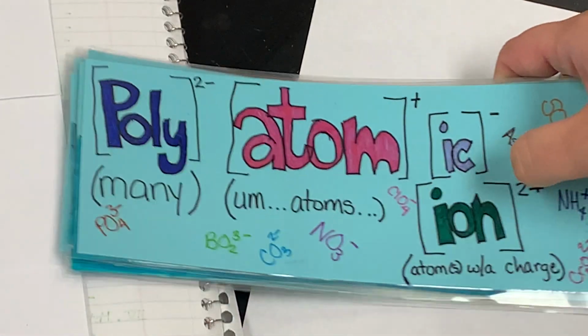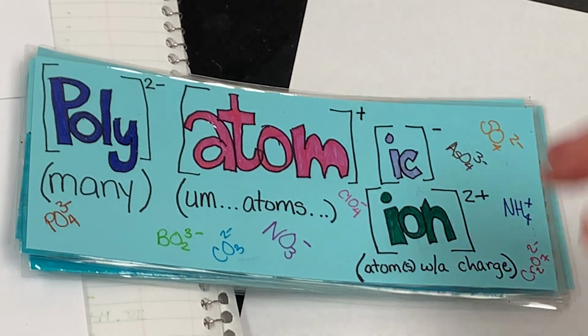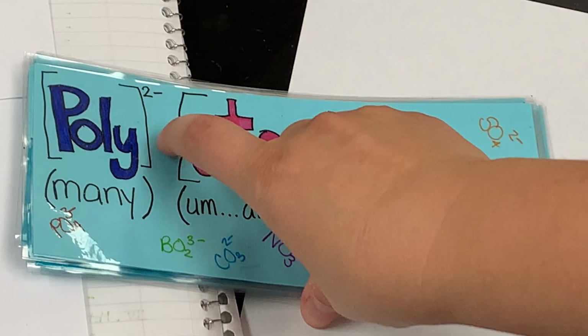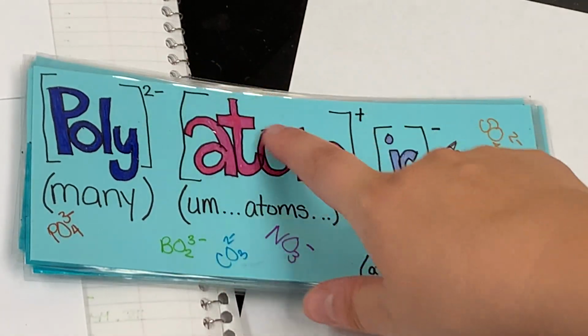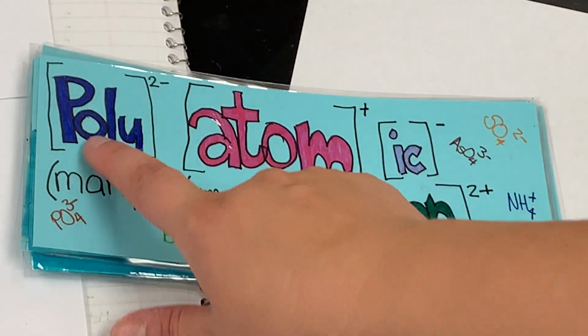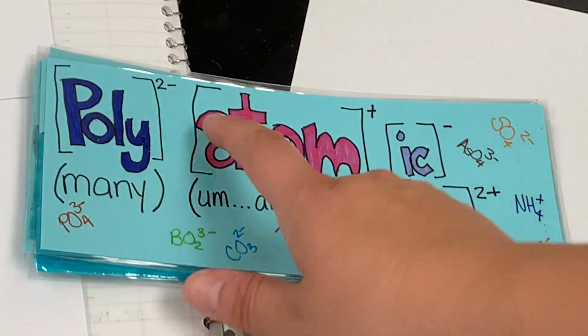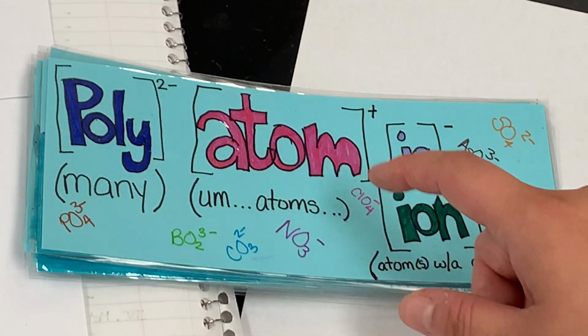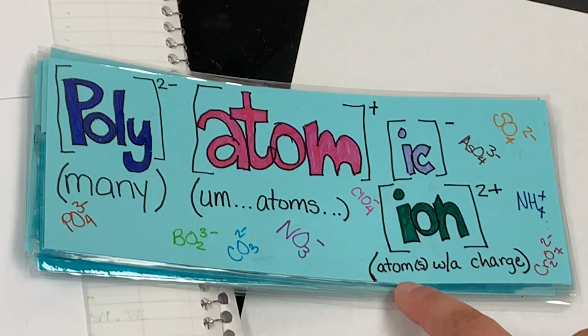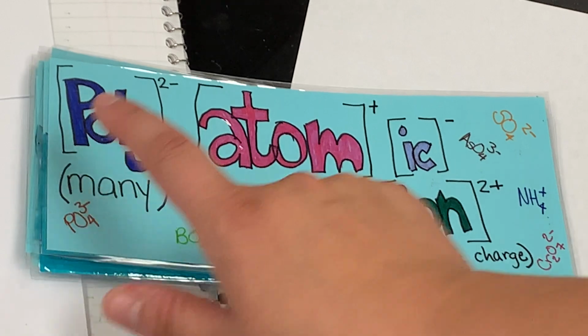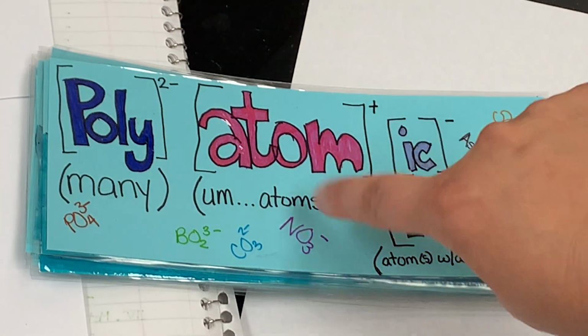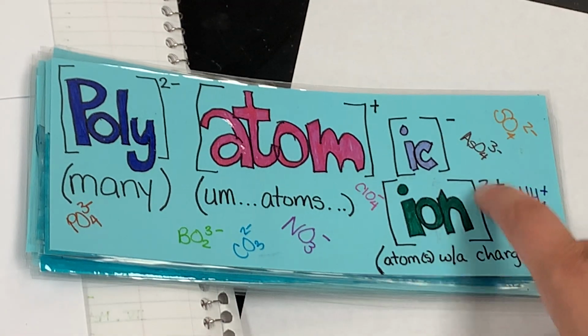Let's find a word that you maybe haven't heard just yet. This is another one of our vocabulary words for the unit. Okay, and you'll notice that it's broken off into pieces. They're kind of blocked out with little charges on them. And you'll notice that I broke the word down into its etymology. So we have poly, which means many, atom, which means atoms. And then we have an ion, which is atoms with a charge. So this is many atoms together in these little boxes that have a charge on the outside.